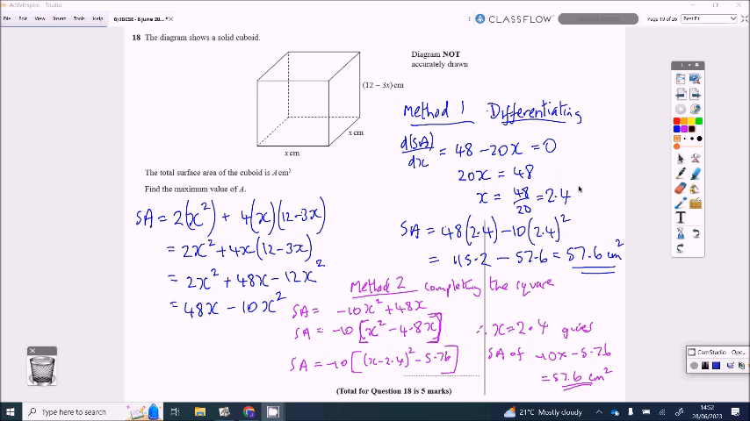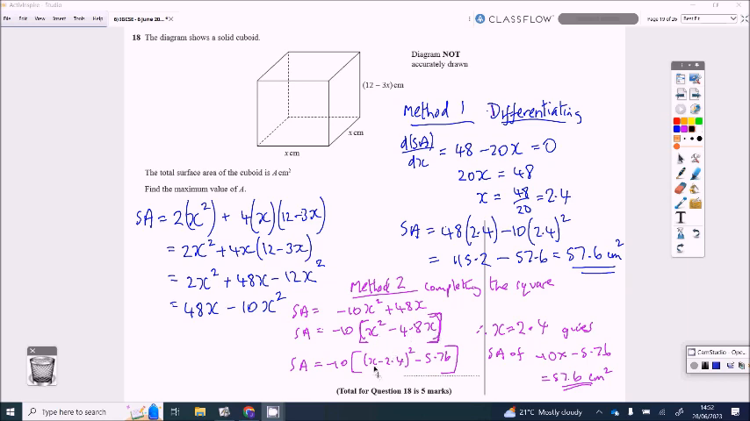Now, what surface area do we get when x is 2.4? I've taken my 2.4 and substituted it back into this surface area equation, giving me 57.6. So that's my final answer. Now, doing it the purple, completing the square method. So we've got minus 10x squared plus 48x. Now, to complete the square, we need a single x squared. So I've taken my minus 10 outside, leaving me with x squared minus 4.8x.